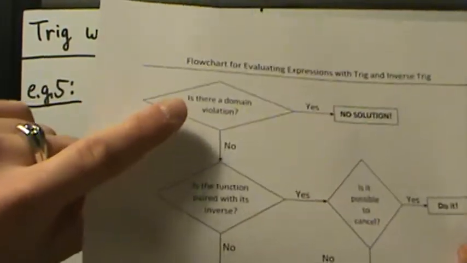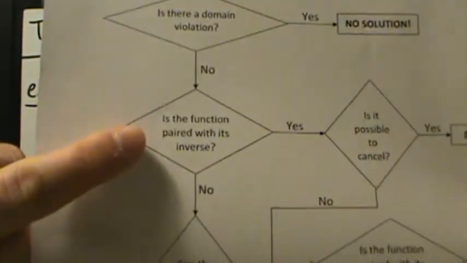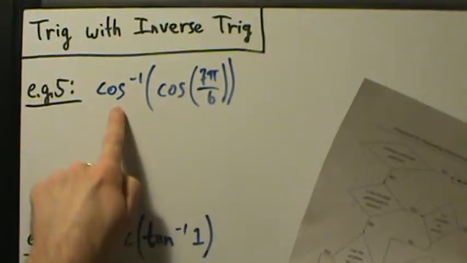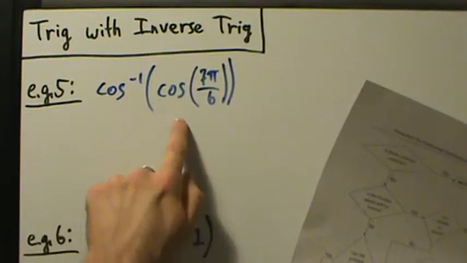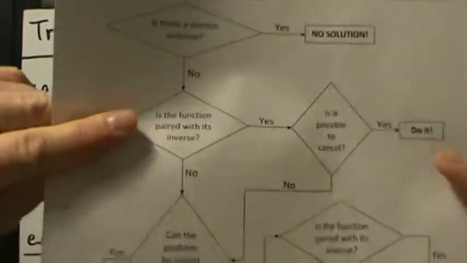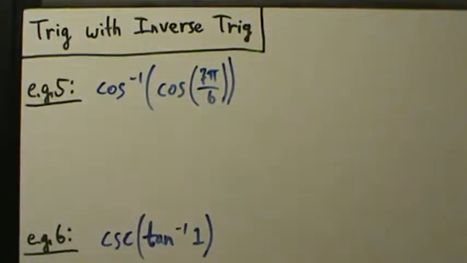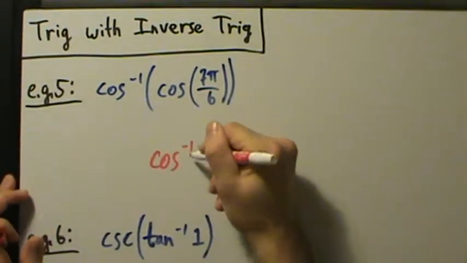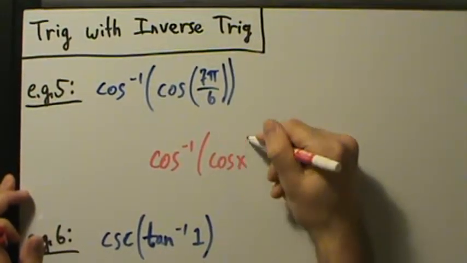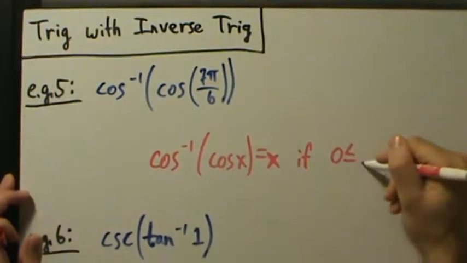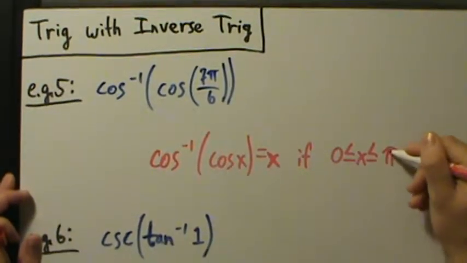Okay. So is there a domain violation? No. Is the function paired with its own inverse? Yes. Cosine is paired with cosine inverse, so the function is paired with its own inverse. Is it possible to cancel? Well, let's see. What was the rule for canceling with cosine and inverse cosine like that? Inverse cosine of cosine of x equals x if 0 is less than or equal to x is less than or equal to pi.